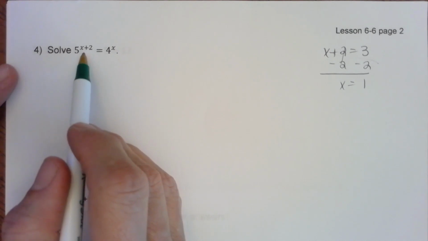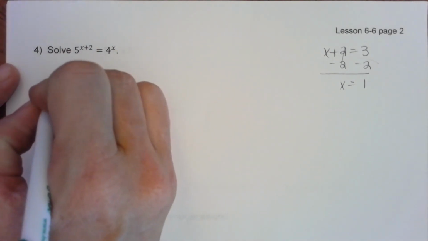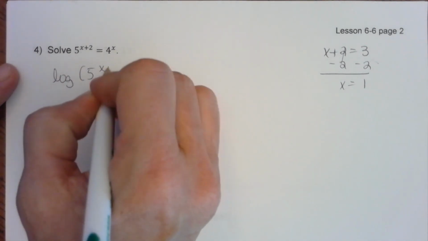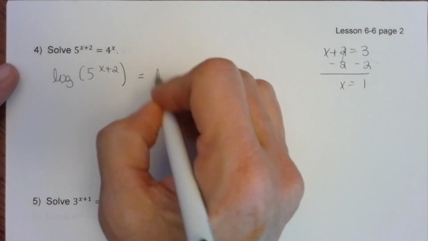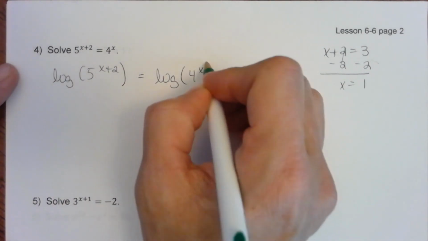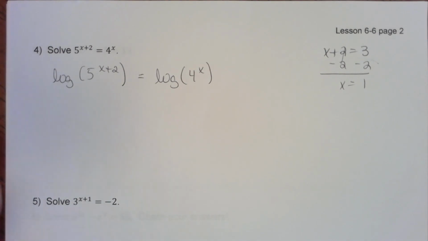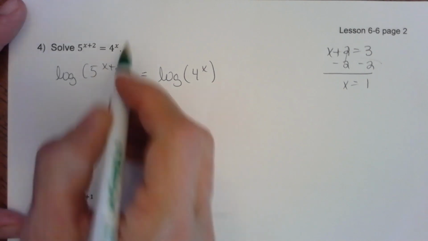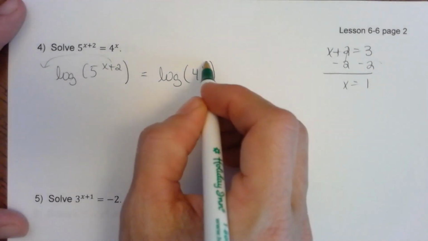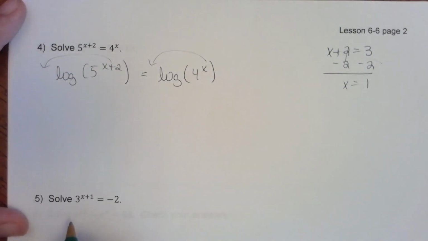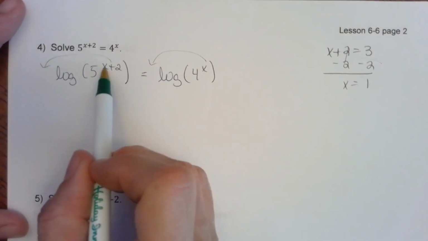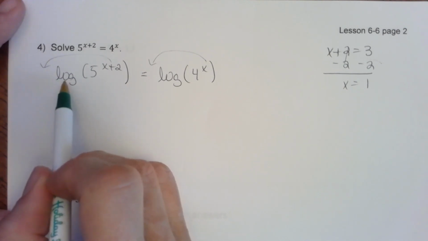You can take the log of both sides. Okay, if you take the log of both sides, this ends up looking like log of 5 to the x plus 2 equals log of 4 to the x. Now, since we have a logarithm now, we can use the power rule. Remember, you can only use the power rule with logarithms. You can bring that power out front. So you kind of knock that variable out of the sky with a log. Okay, you can think about it that way.